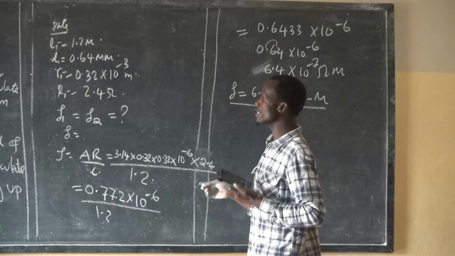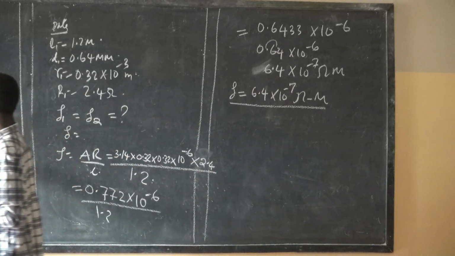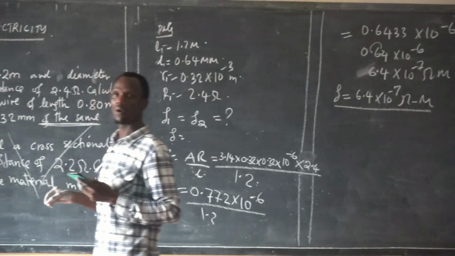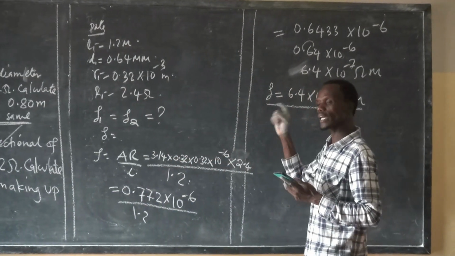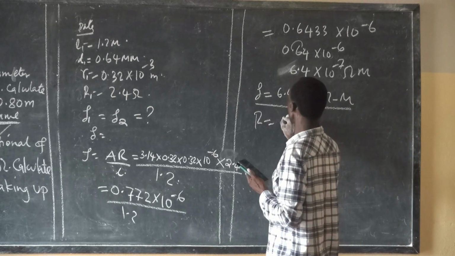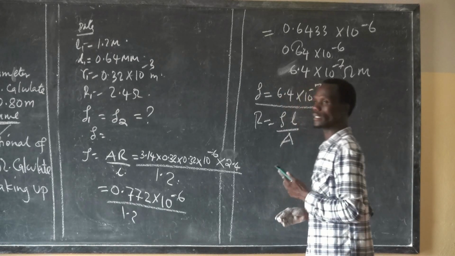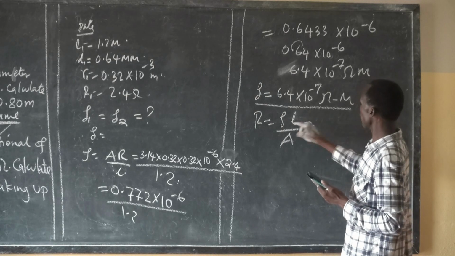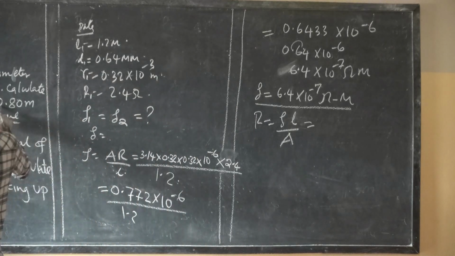Now, after we have found the resistivity of the material, remember we've been told the second wire is of the same material. It means the resistivity of the first wire is equal to the resistivity of the second wire. Now, resistance of the wire is equal to resistivity times length over cross-section area. Now, for the second wire, the length is equal to 0.8.